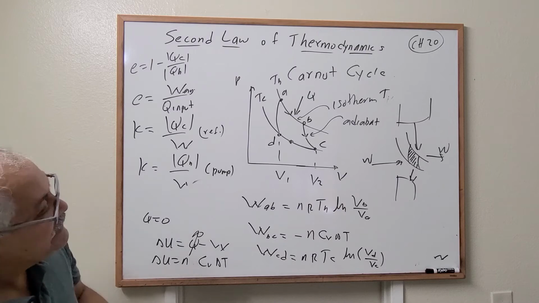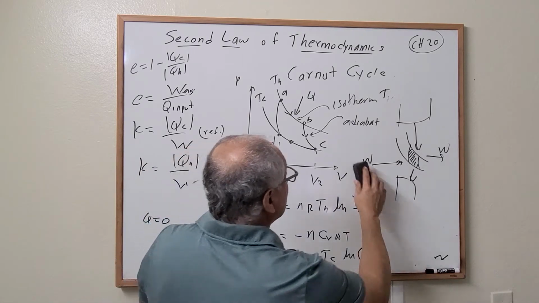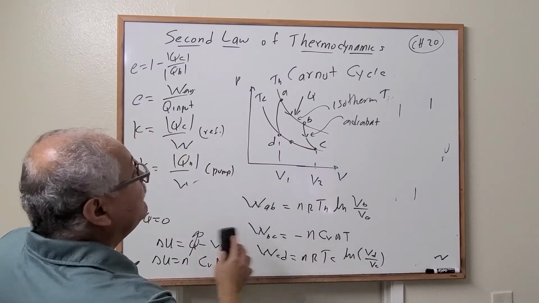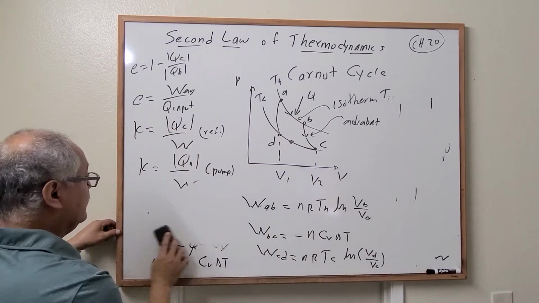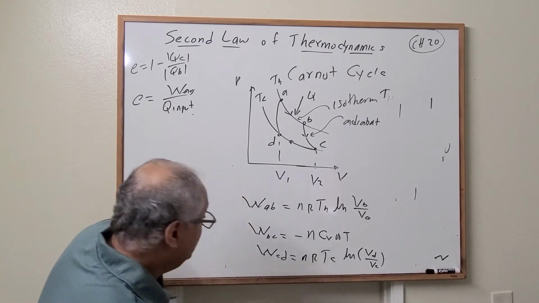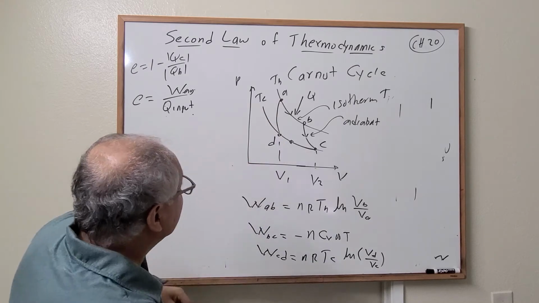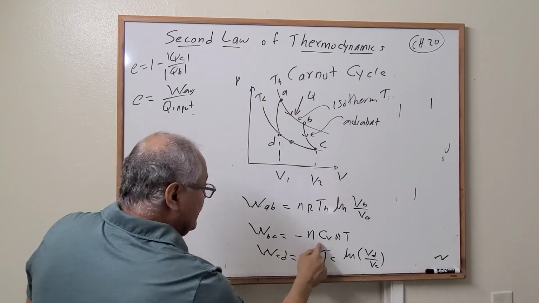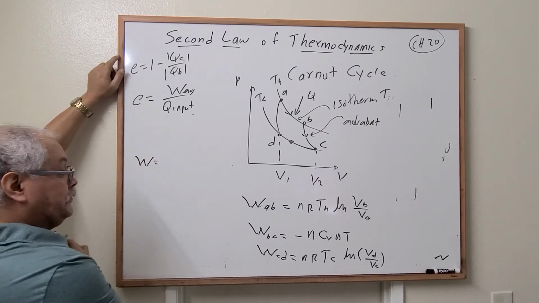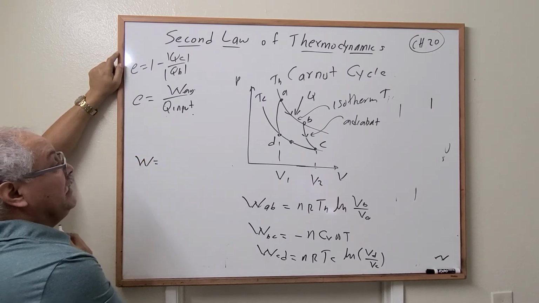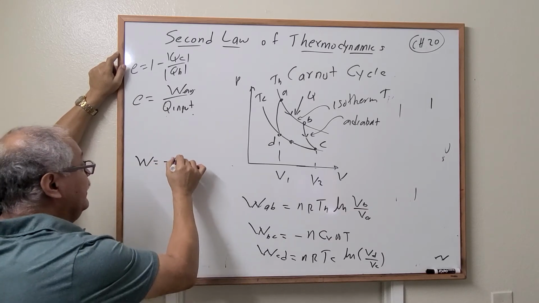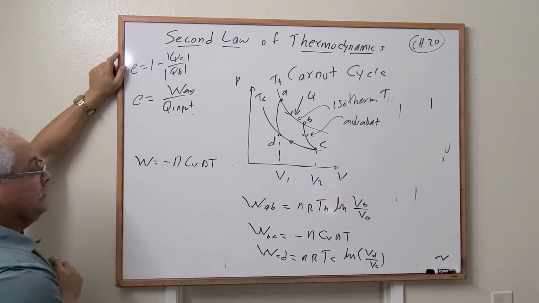Correct? Perfect. Now I need more room right here. Let me write this part too. Okay, now let's go from D to A. This is another adiabat. For an adiabat we have this formula, correct? So the work is going to be negative n Cv delta T.